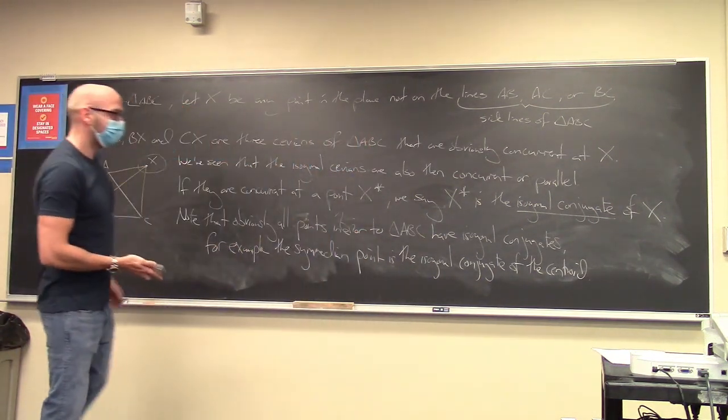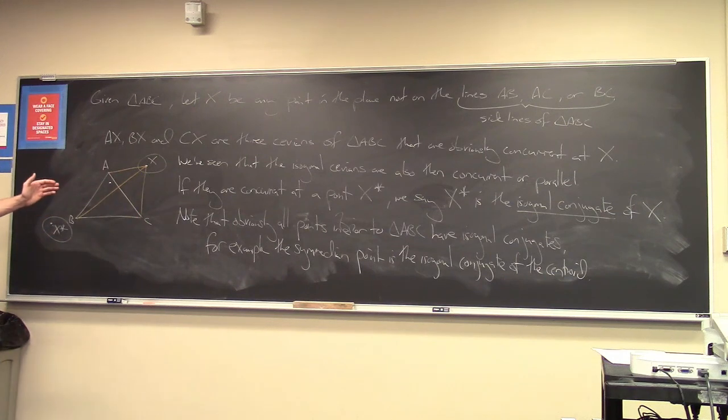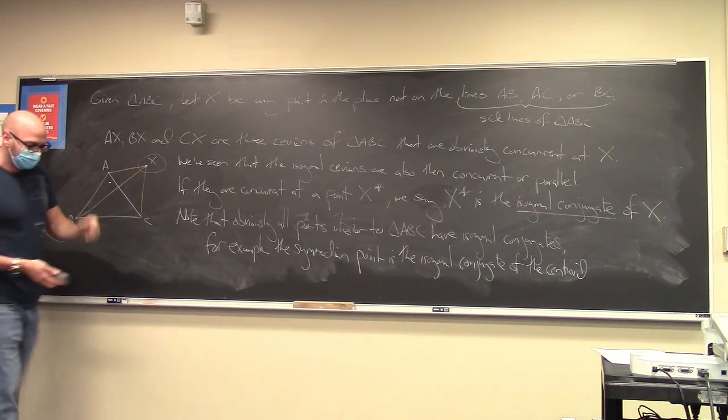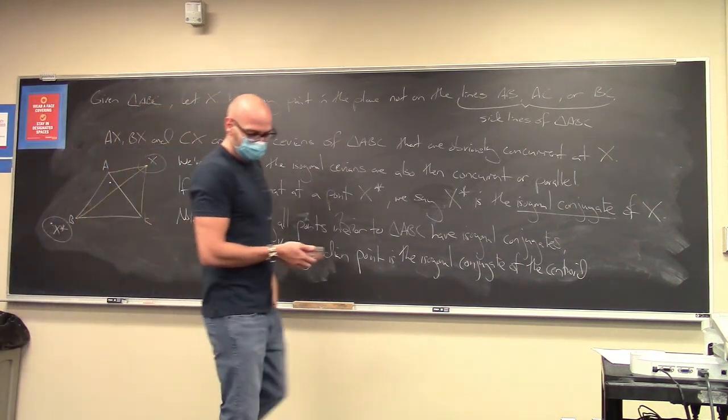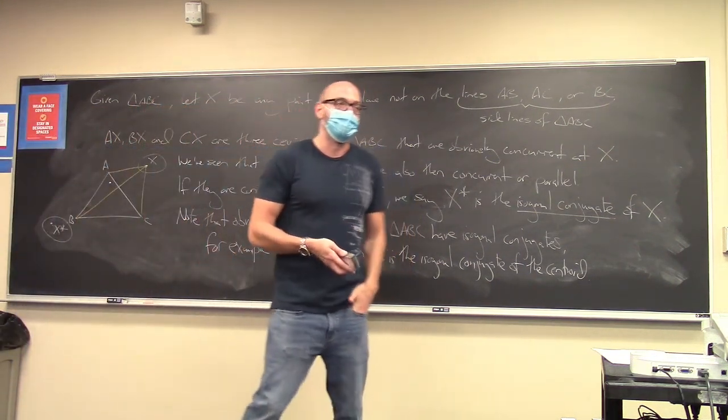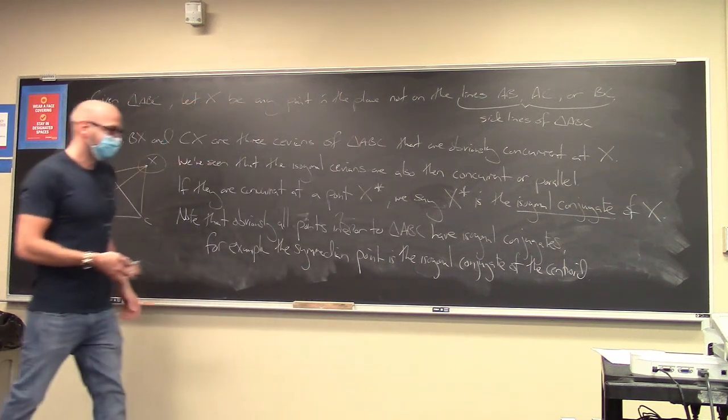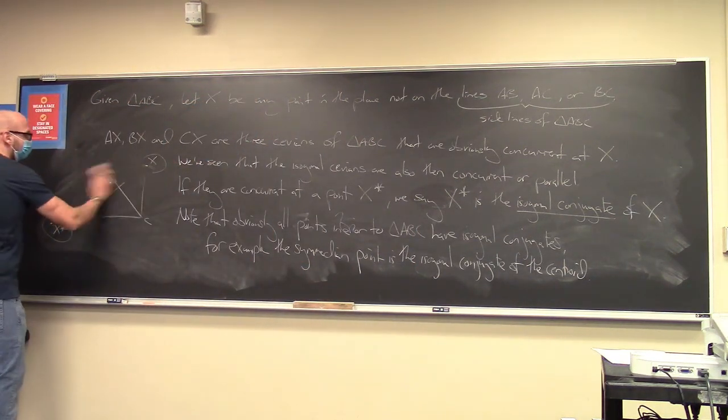Some of our other points, we won't prove any of this, but some of our other points are similarly related. The incenter is pretty obviously its own isogonal conjugate. In fact, it's the only interior point for which that's true. And the orthocenter and the circumcenter happen to be isogonal conjugates as well. But we won't prove that.